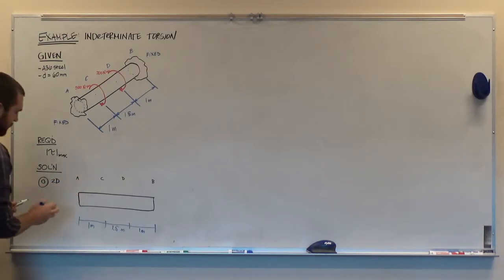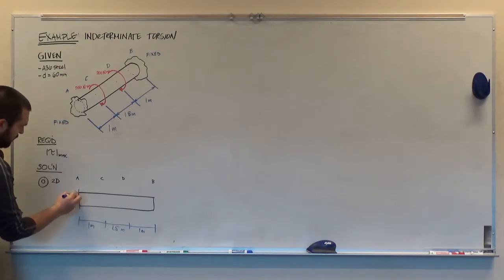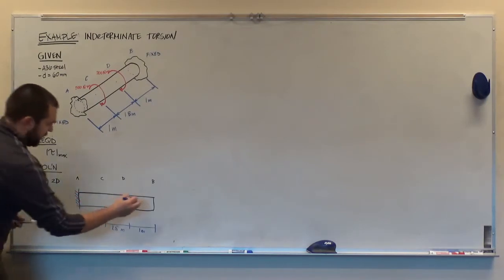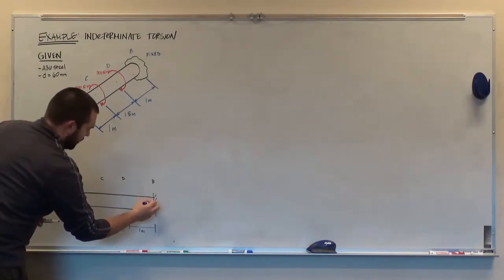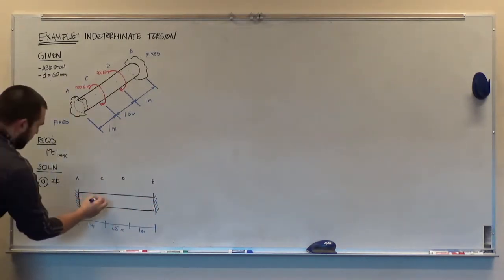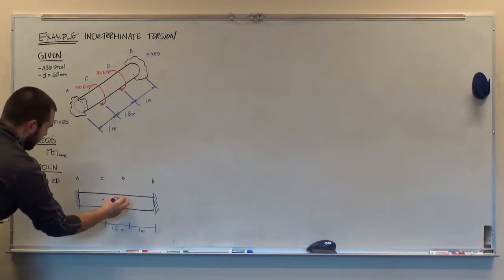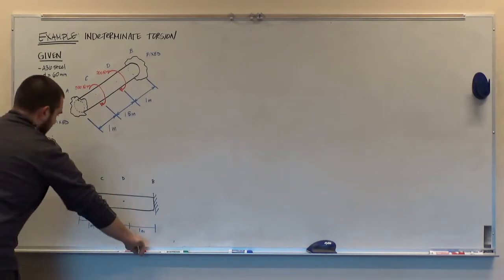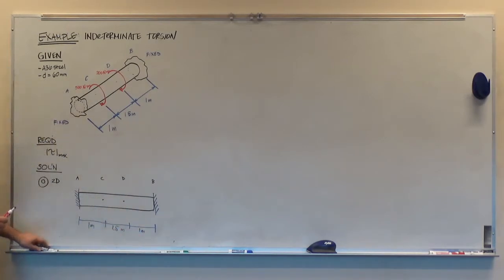We know that the shaft is fixed at A. It is also fixed at B, so I'll show the supports right there. And then at points C and D, we have to show our applied moments. And again, this is where we're going to use the right-hand rule.